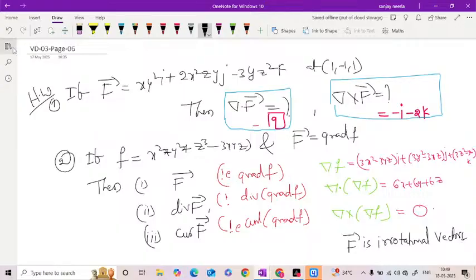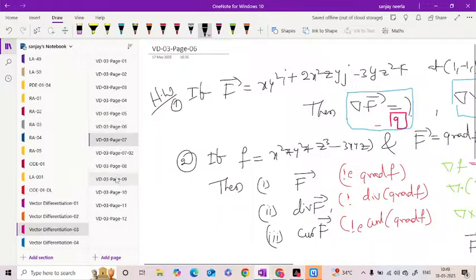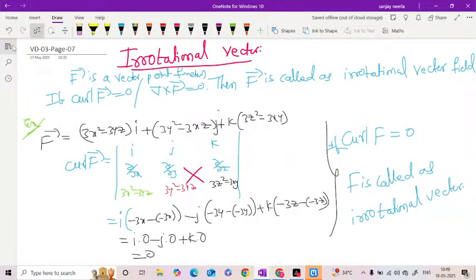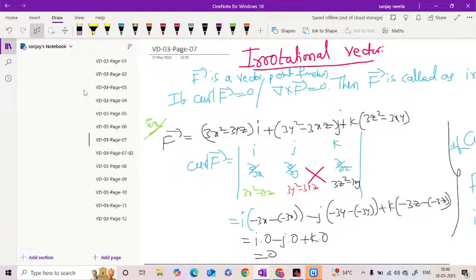Next one. Now the next topic is the irrotational vector. So what is the definition of the irrotational vector? If the curl f, or del cross f, is 0, we call it an irrotational vector. So this is one example of an irrotational vector.